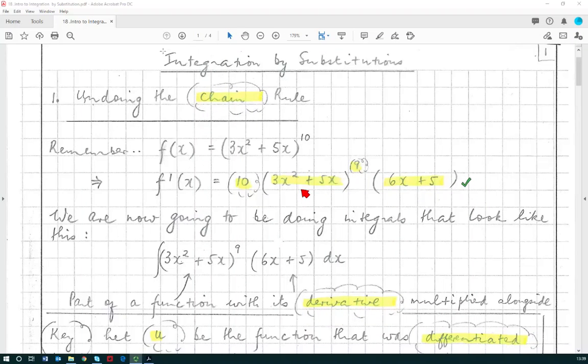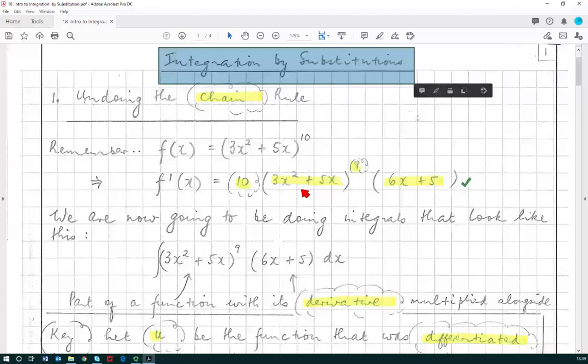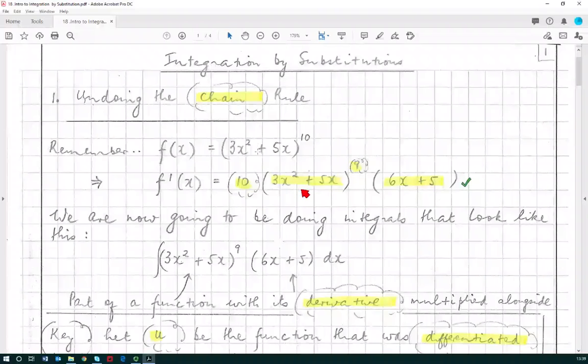Okay, we're going to be doing integration by substitution. Now, there's quite a few of these integration by substitutions, but the first one we're going to do is undoing the chain rule.